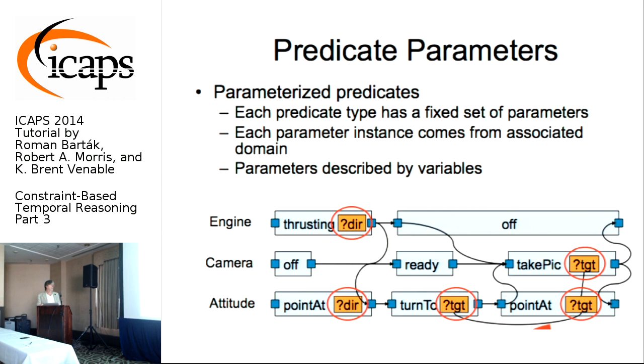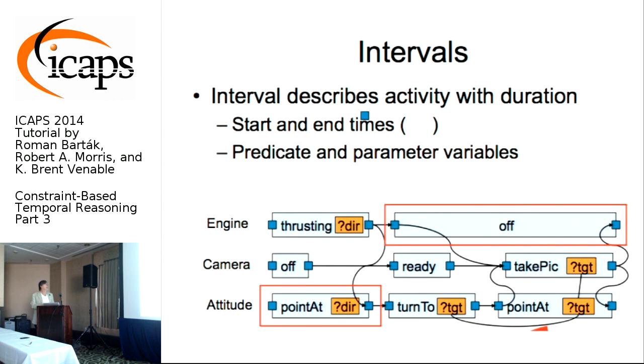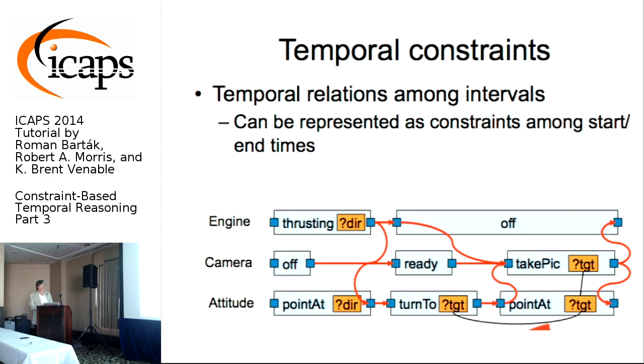And you can see there are parameters that are shared between different predicates. These two parameters are constrained to have the same value, which is not a temporal constraint, but a different kind of planning constraint, and so on. Intervals are describing activities with durations. We already know what intervals are. And they have start and end times associated with them, as you know. So that's another component. And then we have temporal constraints of the sorts that we've just been describing, constraints either between endpoints or between intervals.